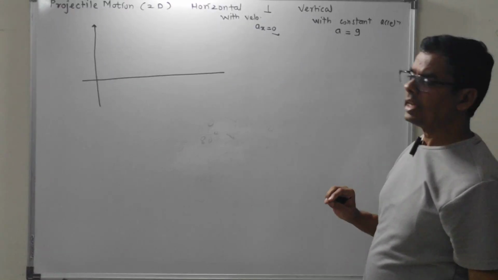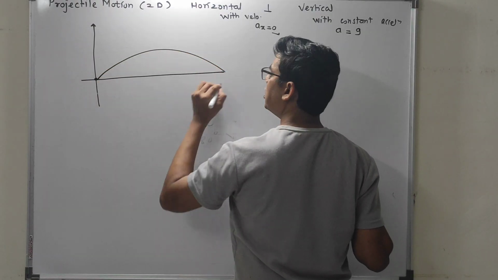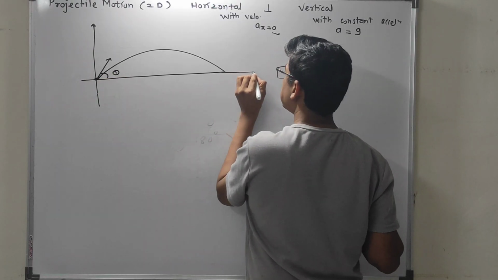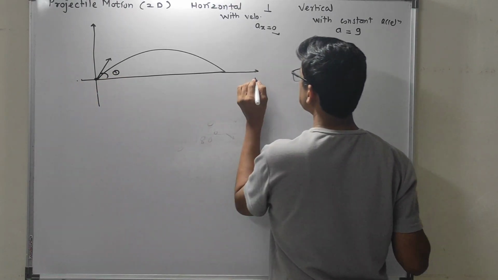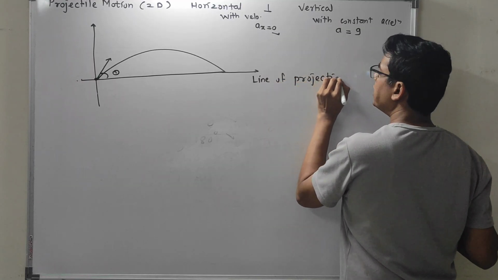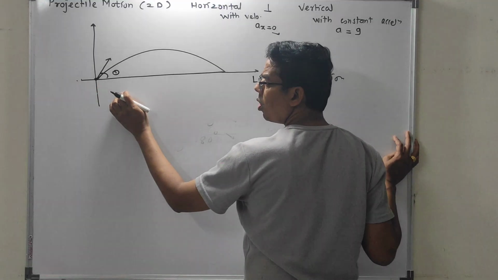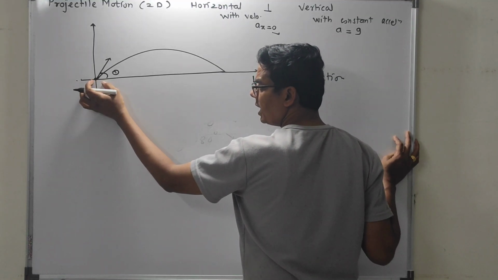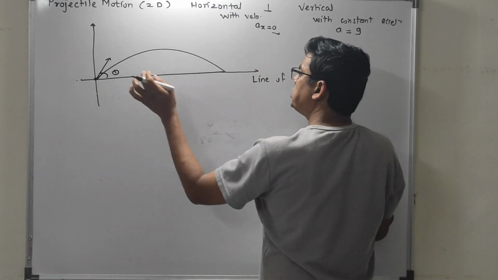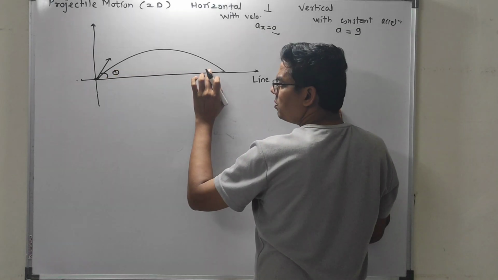So again, what is a projectile? It is an object thrown in the air by making some suitable angle theta with the horizontal. Suppose that this is the line of projection. What is the line of projection? The line of projection is the line from which we project any projectile. It is the line on which the projectile returns after covering its entire trajectory.